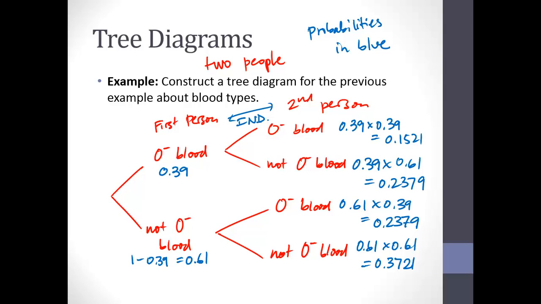So this is what a tree diagram looks like. Again, helpful when you have two people here, or two stages or something like that, to break down exactly what the options are and how we get to those probabilities. And then, if you're making one of these yourself, a way to check if you've done it correctly is if all the probabilities add up to 1. So if I take 0.1521 plus 0.2379 plus 0.2379 plus 0.3721, that should give me 1, plus or minus some rounding error. Because if I have two people, they have to have some combination of blood types. Something has to happen.